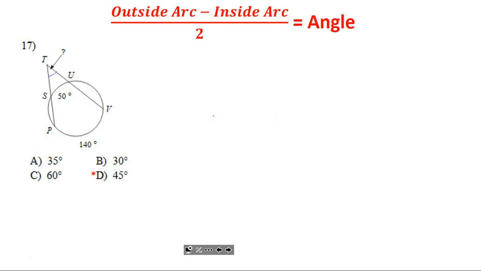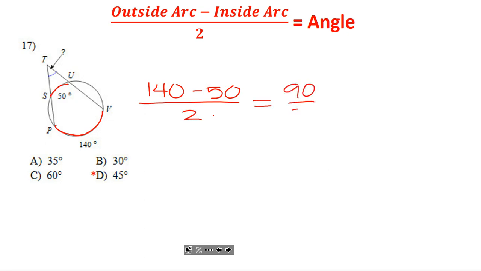All right, so our next problem, number 17. Again, this is outside arc minus inside arc divided by 2. So our outside arc is here, that's 140. Minus our inside arc here, divided by 2. That is 90 divided by 2, which is 45 degrees. So this one was D.